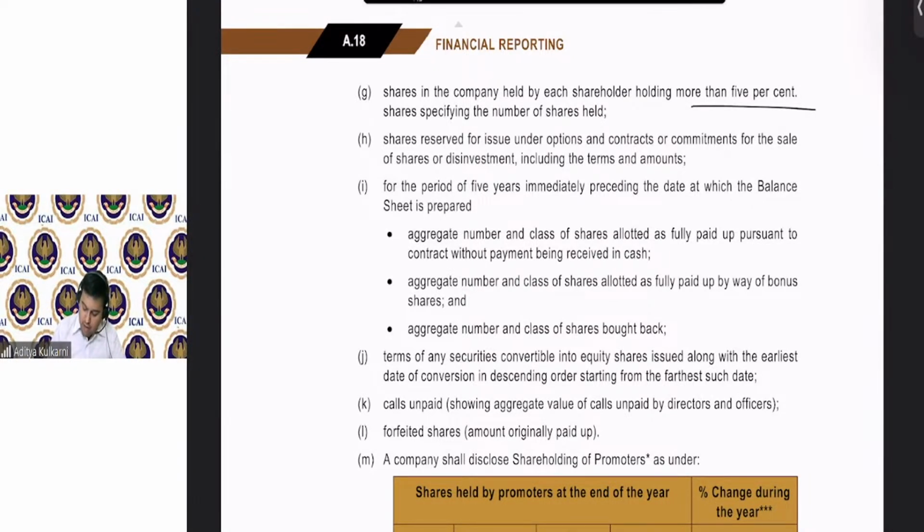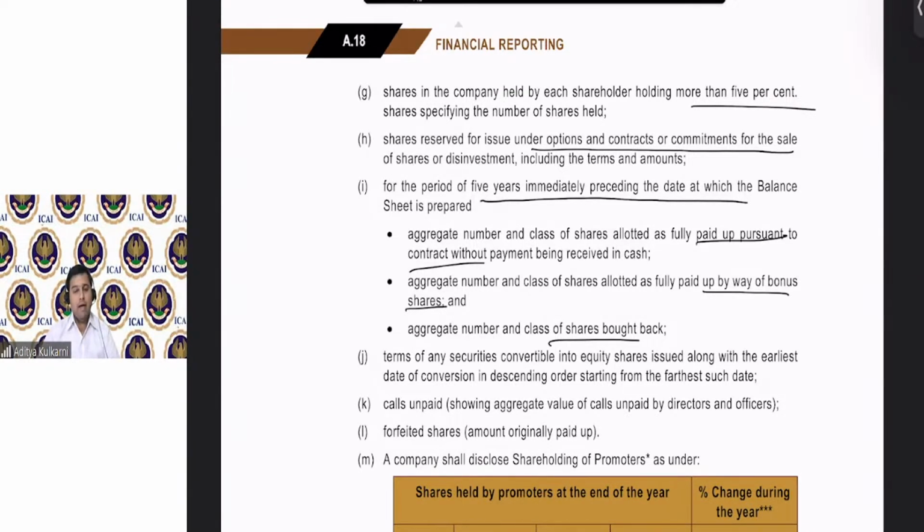Shares reserved for issue under options and contracts or commitments for the sale of shares or disinvestment. For the period of 5 years immediately preceding the date at which the balance sheet is prepared, you will give the aggregate number and class of shares allotted as fully paid pursuant to contract without payment being received in cash. Okay, so fully paid up non-cash consideration you will disclose, and bonus shares you will disclose separately, and shares bought back you will disclose separately, for any of these corporate events which have happened in a period immediately preceding 5 years from the balance sheet date.